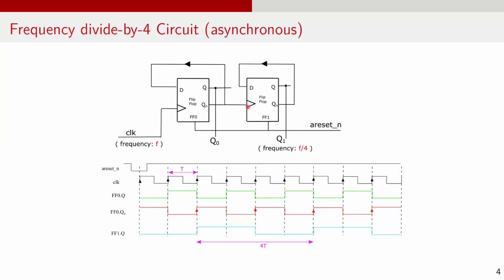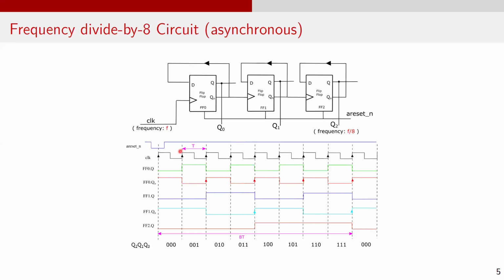FF1 receives a signal from FF0QN of frequency f over 2 at its clock input. Due to the feedback, FF1Q toggles on every active edge of its clock input, that is FF0QN, and thus FF1Q produces a signal that has a frequency of f over 4. In terms of time period, if the input clock CLK has time period t, the time period of the signal at FF1Q is 4t. A divide by 8 circuit is a further extension of the divide by 4 circuit.